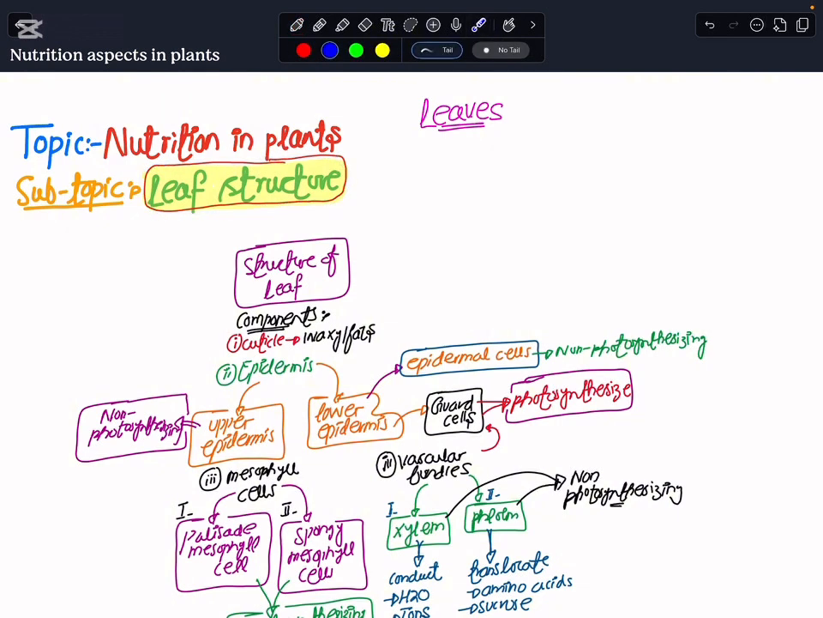Overall, the leaves of the plant are a specialized organ. Why are they an organ? We will see in a while that in the leaf we have multiple tissues of different types, and when those different types of tissues combine with one another, they make an organ, and that organ is the leaf.